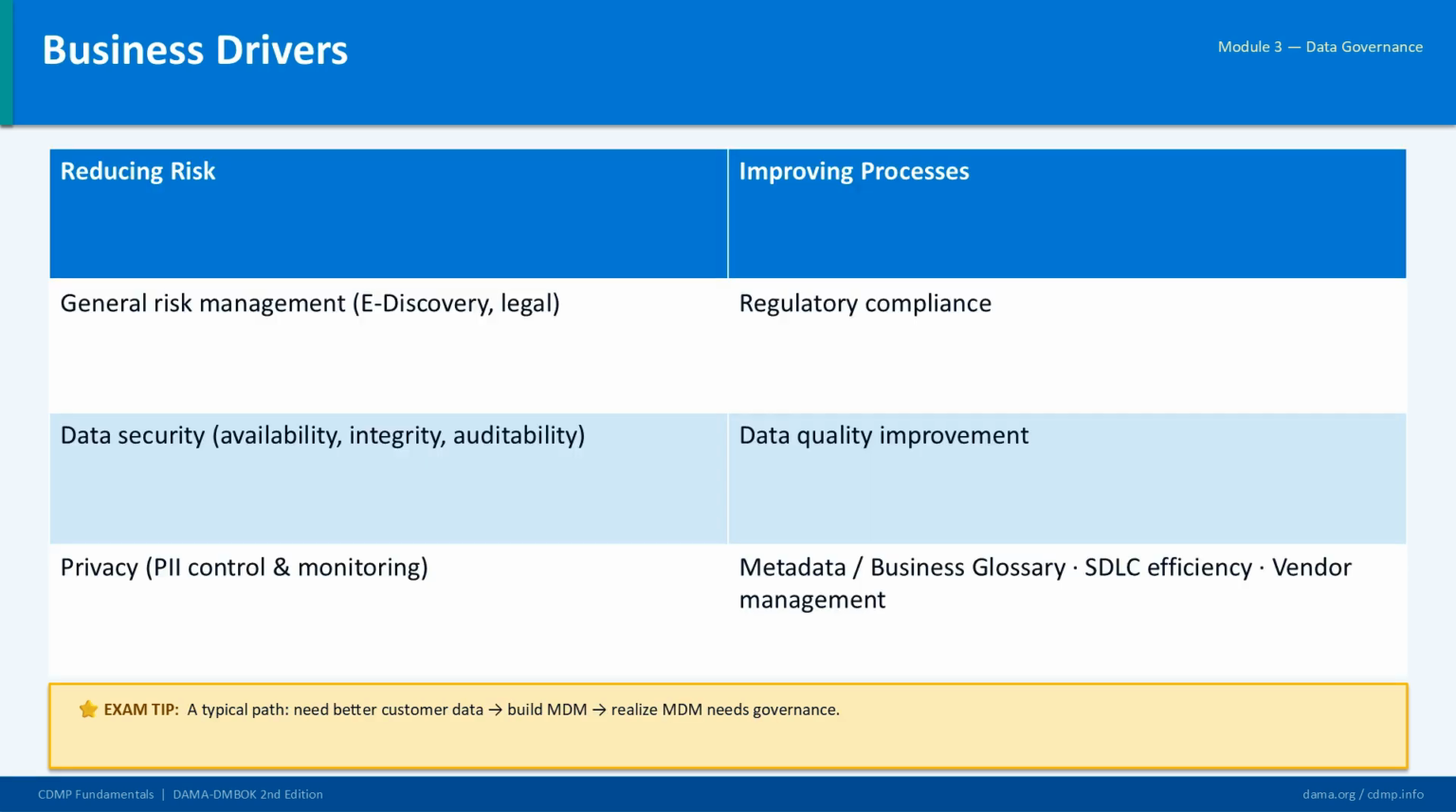What pushes organizations to start governing data? The most common driver, by far, is regulatory compliance, especially in heavily regulated industries like financial services and healthcare. But organizations also arrive at governance through other doors: a master data management program, a major data quality crisis, or the rise of advanced analytics in data science. The DMBOK groups governance drivers into two themes: reducing risk and improving processes. On the risk side, general risk management, data security, and privacy. On the process side, regulatory compliance, data quality improvement, metadata, and the Business Glossary, development efficiency, and vendor management.